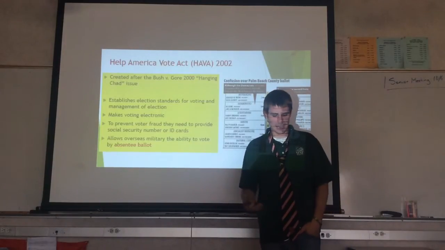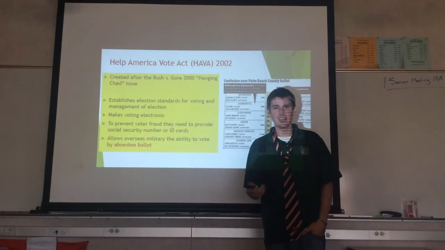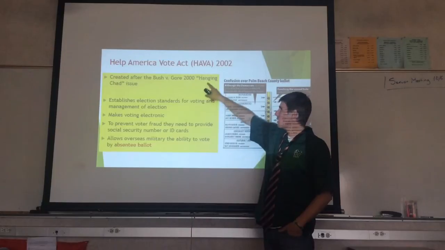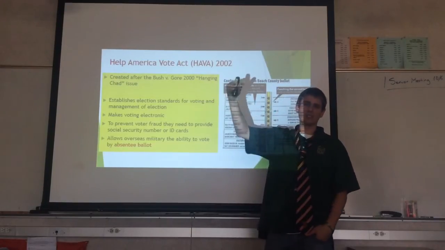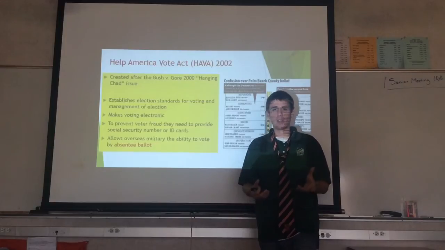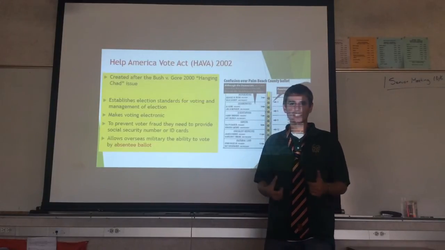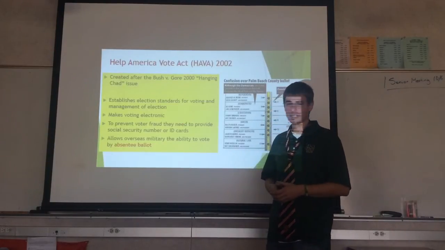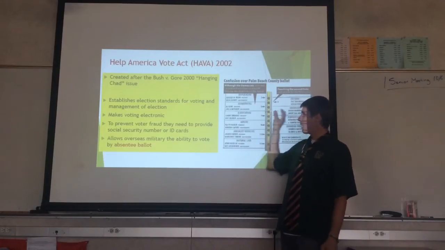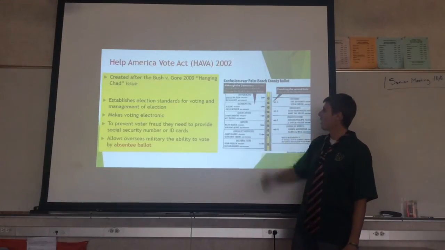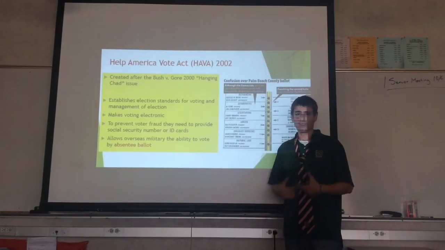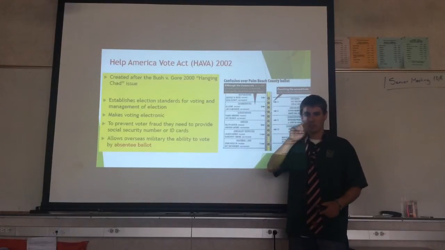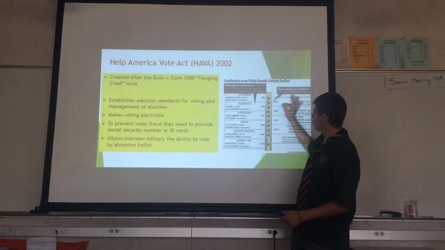Another effort to try and improve the voting process is the Help America Vote Act, or the HAVA. It was created in 2002, in large part as a response to the hanging chad fiasco that occurred in Florida with the Bush versus Gore election of 2000. So this is the actual ballot that they used in Palm Beach County, where they were counting the votes and recounting the votes. This was a paper ballot, and they had like a thumbtack sort of thing, and you would poke in who you wanted to vote for.